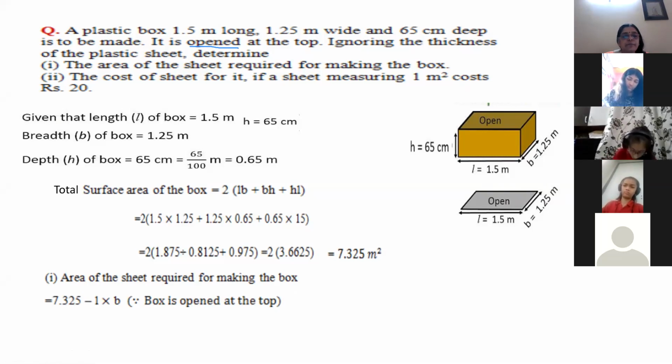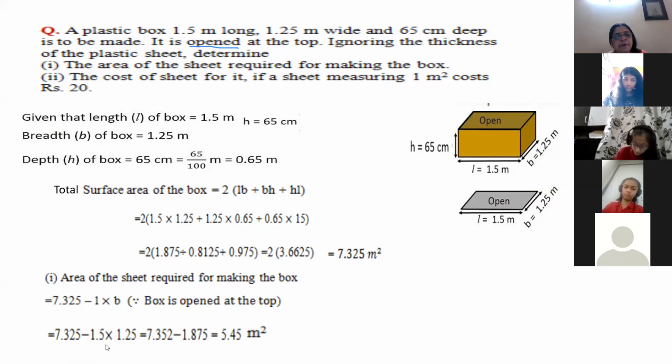Okay? Now we write the formula again. Put the values. 7.325 minus 1.5 into 1.25. So you will get answer 5.45 meter square. Done?